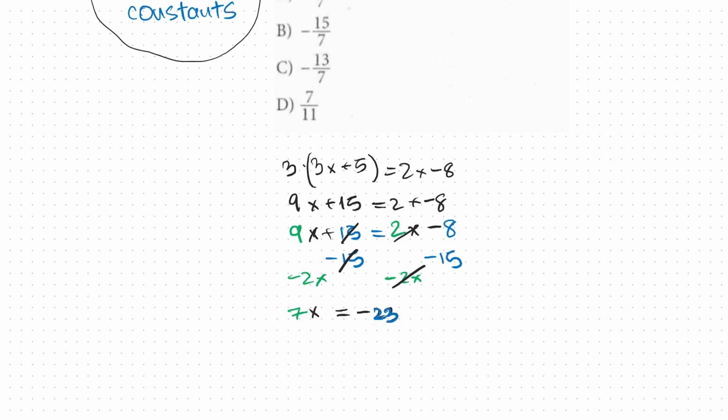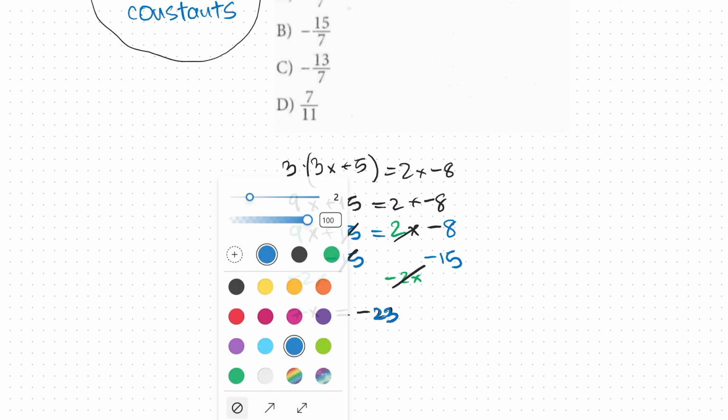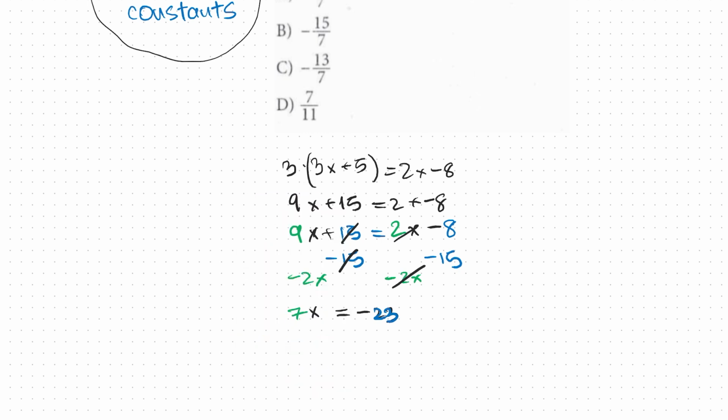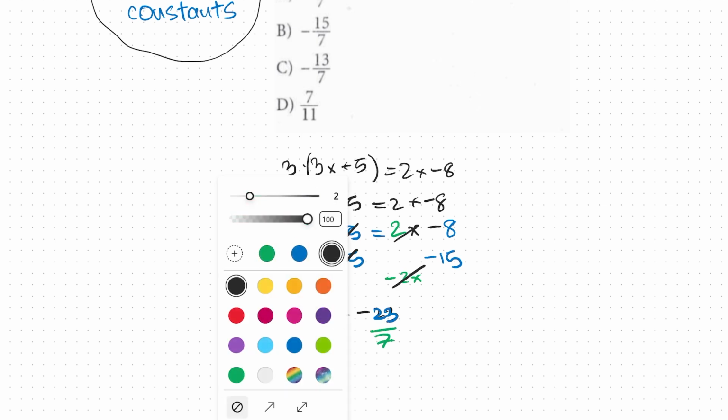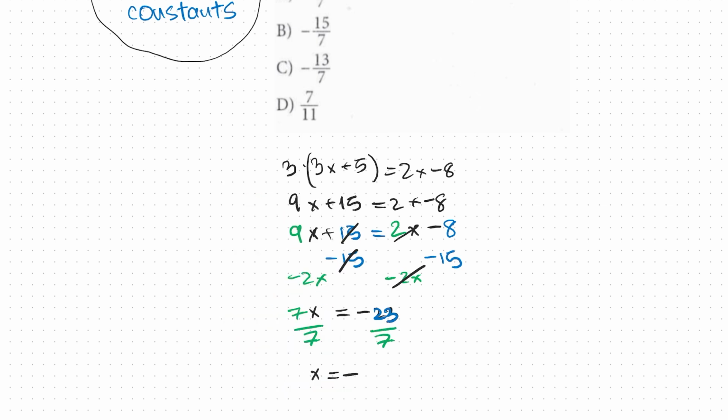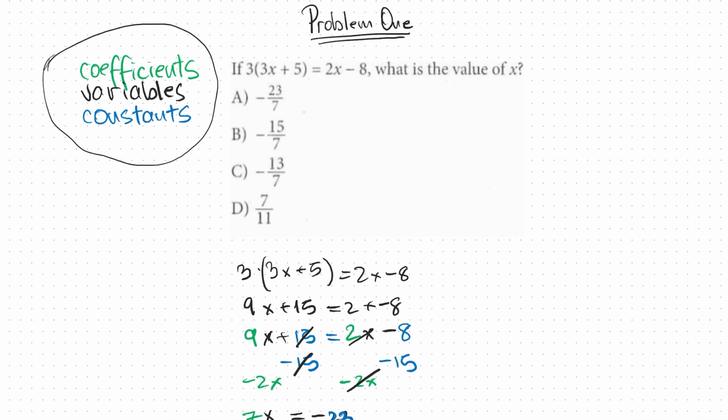All right. So now we are going to do step 3, which is isolate the variable by dividing both sides of the equation by the coefficient of the variable. The coefficient in green, we see that it is 7. So we are going to divide both sides by 7, and this is going to give us x equals negative 23 over 7. We go back up to the responses, and we see that that is indeed one of them. So A is the correct one.